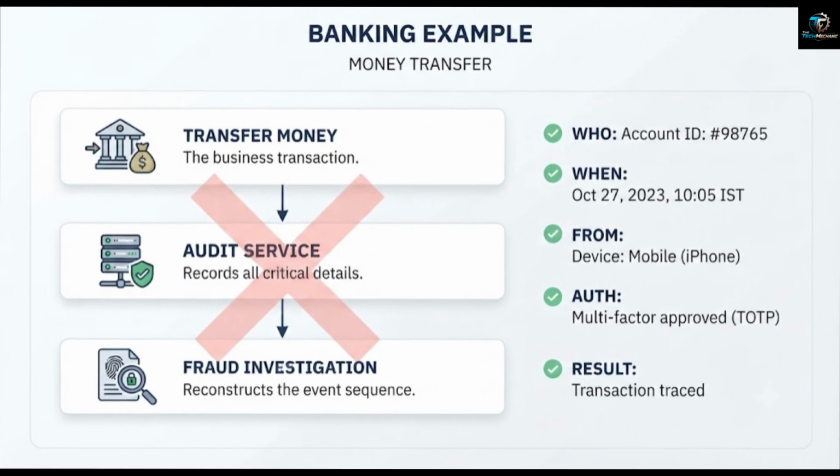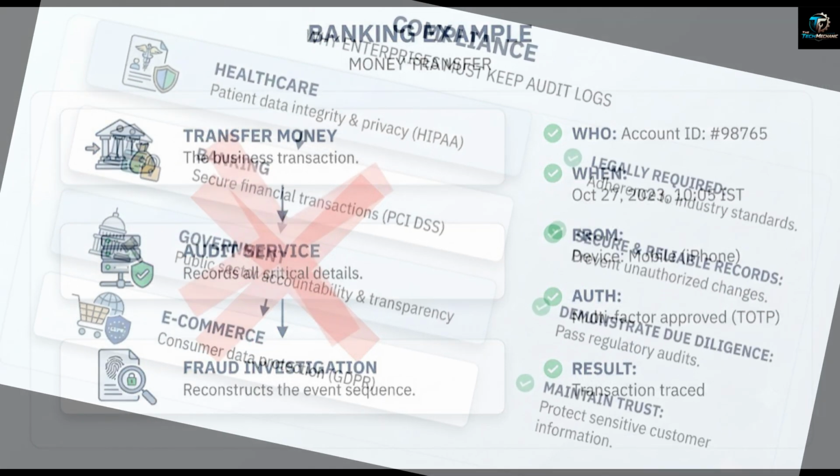Imagine a customer reports an unauthorized money transfer. The audit service allows investigators to reconstruct the entire sequence of events. They can see who initiated the transfer, when it happened, the originating device, and whether authentication was successful. This information is essential for fraud detection and customer protection.